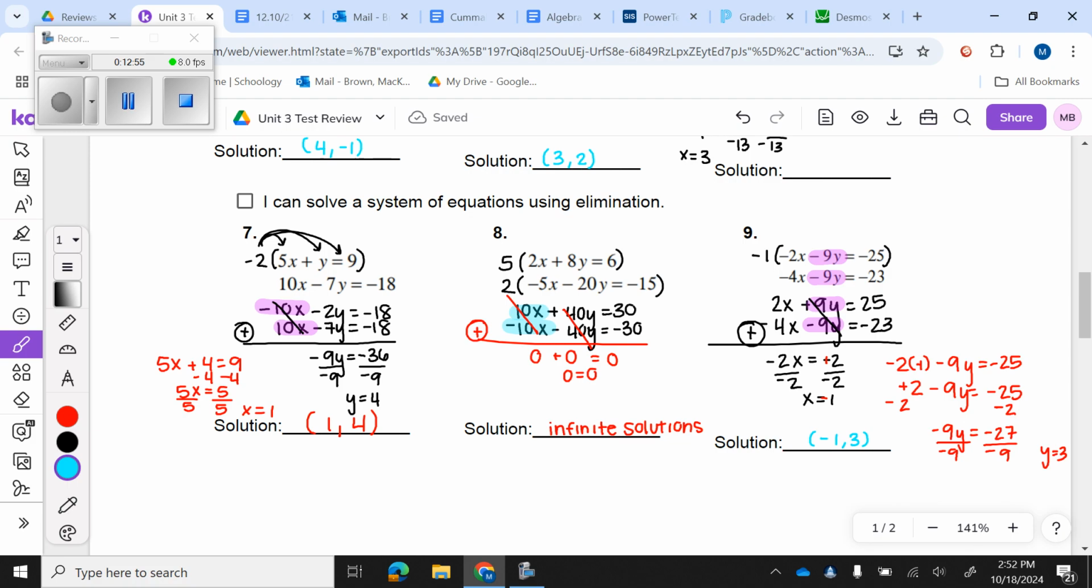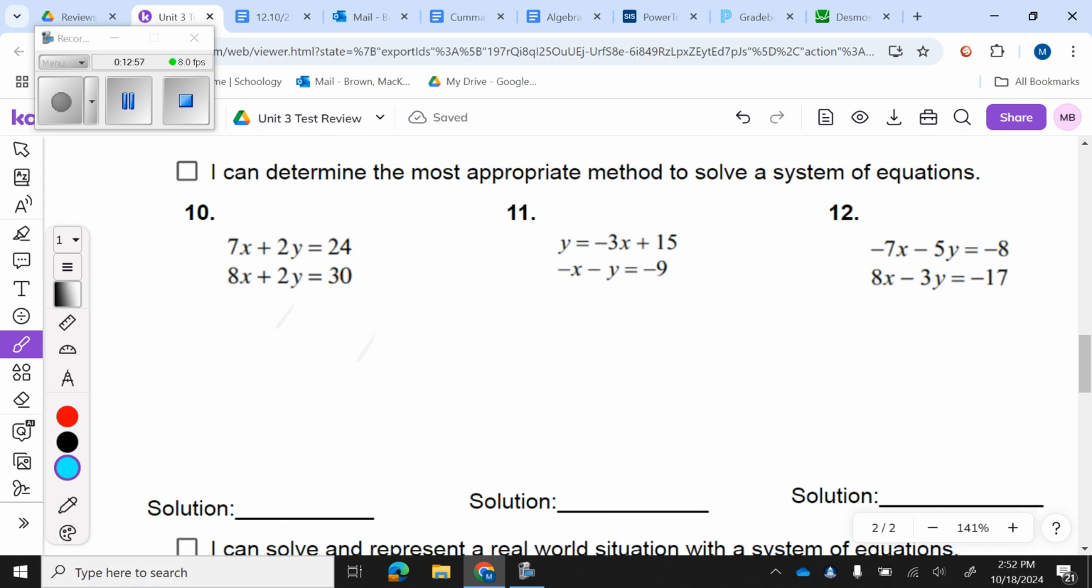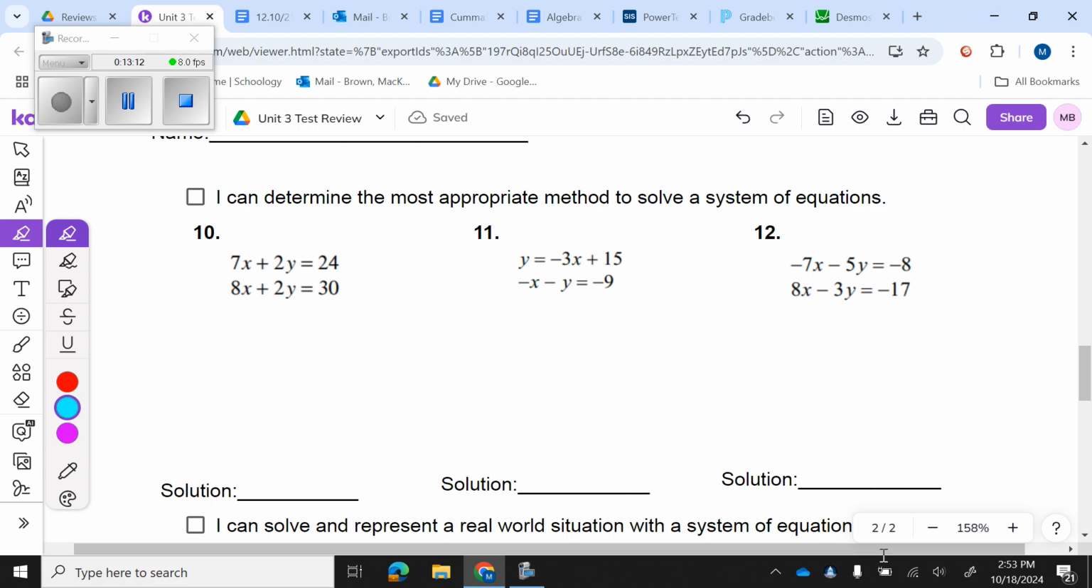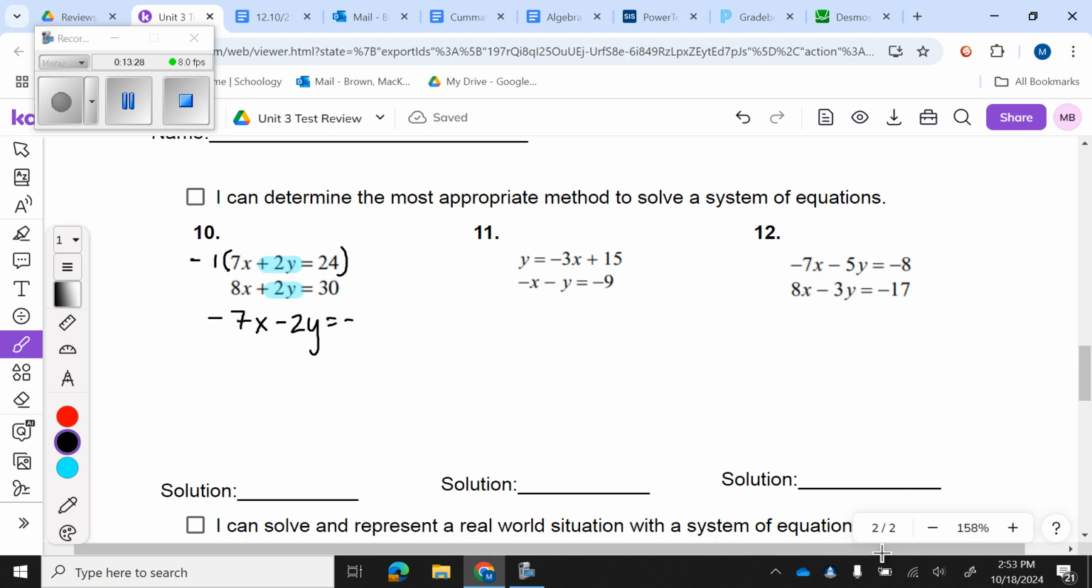All right, on 10, 11, and 12, they didn't tell you which way to use. They're going to let you choose, okay? So I'm going to figure out, is it set up for elimination or is it set up for substitution? Well, number 10, there's not any variables by itself, so it's set up for elimination. I'm going to go find two things that match. We all know y's match, but they have the same signs. So I'm going to multiply everything up here by a negative 1 to give them opposite signs. So that's going to be a negative 7x minus 2y equals negative 24. I'm going to rewrite my second equation.